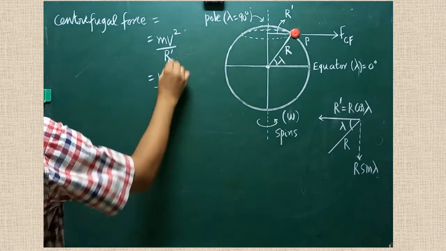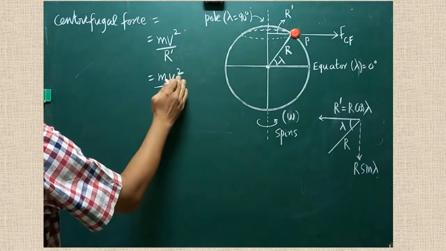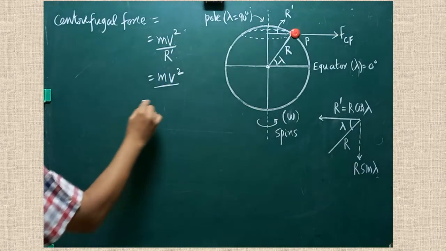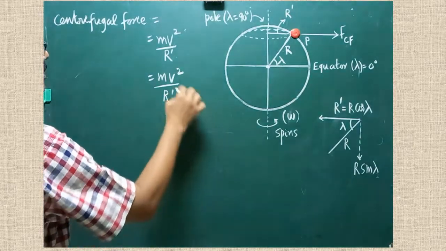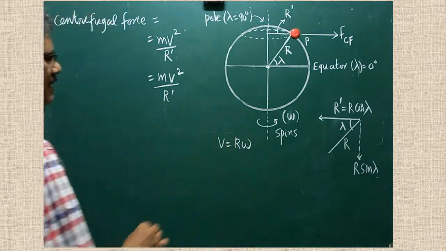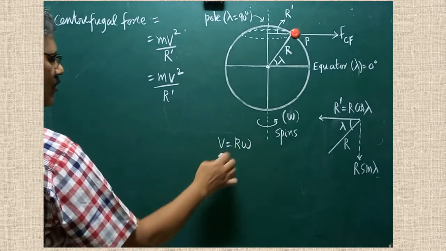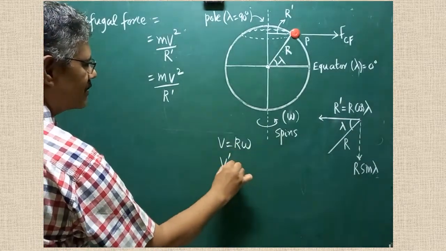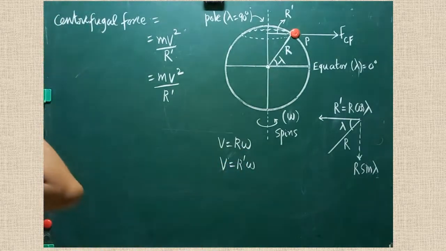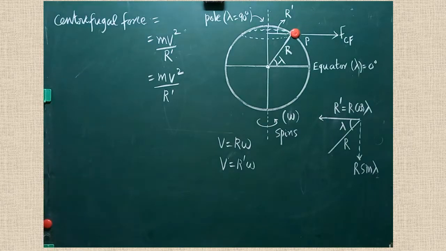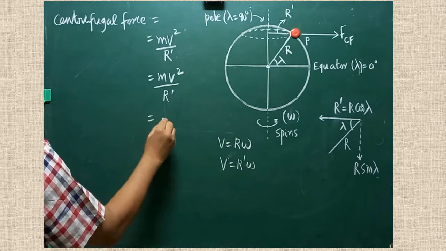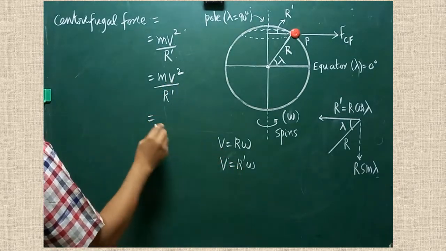Before that, we can write this expression for v, which we already know from lower classes. Already we have learnt which one? v is equal to r omega. This is the relationship between linear velocity and angular velocity. Here, v is equal to r dash omega can be written. So, instead of v, substitute this one. Are you clear?